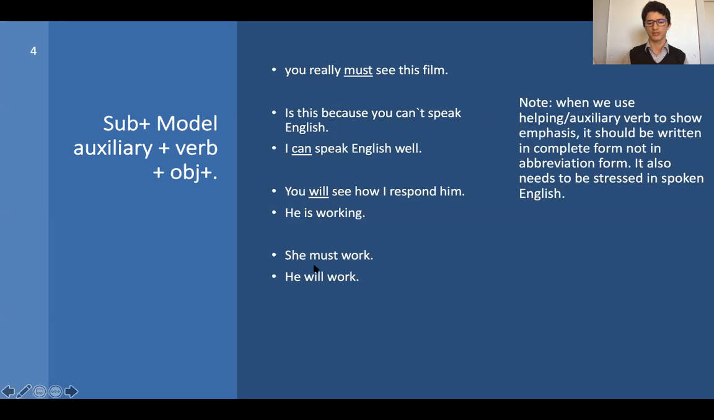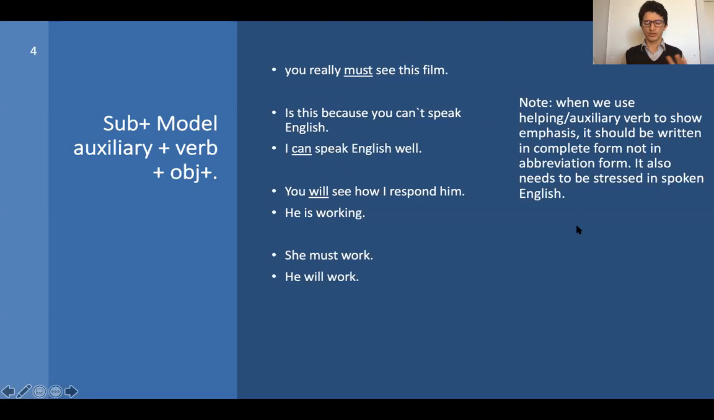Or look at this example. She must work. So we put stress on must. He will work. Why does he say he can't work? He will work.